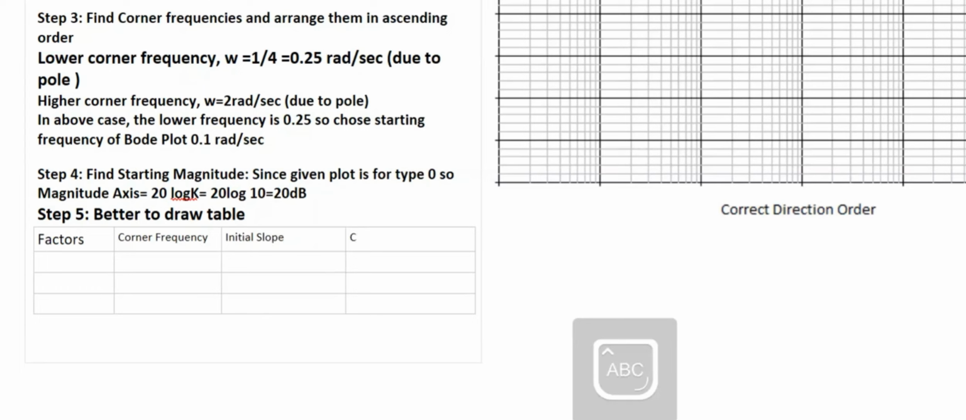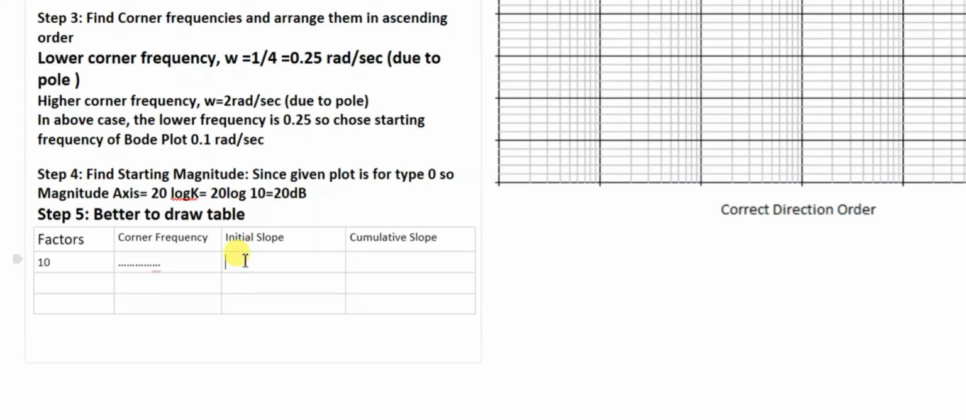In factors, you need to place the factors that are available in your transfer function, then the corner frequencies which you have found from the factors. The initial slope will be the slope the given factor deserves, and the cumulative slope will be the sum of the previous slope and the new slope, the resultant. For this case, our initial factor is 10, and since the corner frequency of a constant is very low, we haven't mentioned it, and the initial slope is unknown as well, and the constant has a cumulative slope of 0 dB per decade.